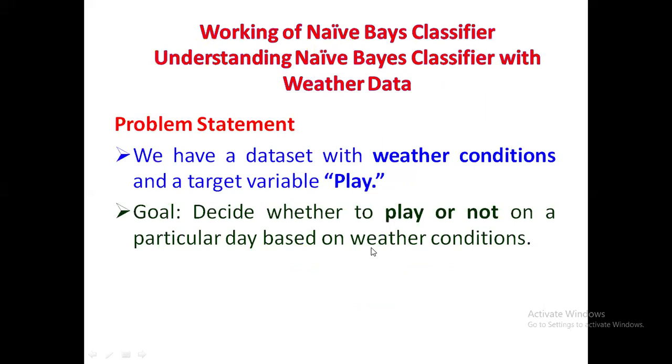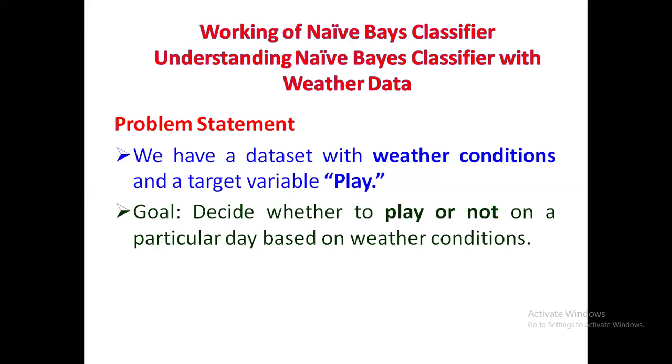As you all know, the Naïve Bayes classifier is a probabilistic model that predicts outcomes based on Bayes' theorem. It calculates the probability of an event occurring by considering prior knowledge of conditions. For example, in the context of weather data, the classifier determines whether to play or not by analyzing attributes such as outlook, temperature, humidity, and wind.